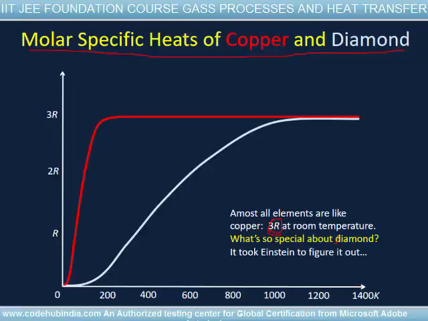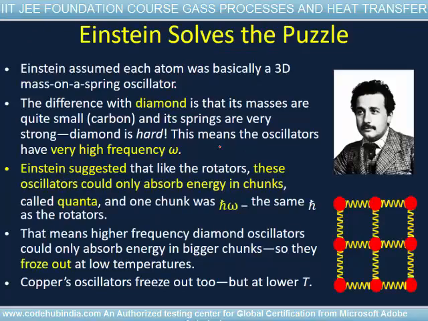But diamond is quite different. It's like this. Diamond is like this, different from copper. Yeah, graphite. There are different types of carbon. We will learn that in chemistry.